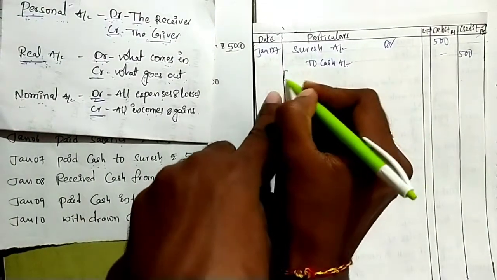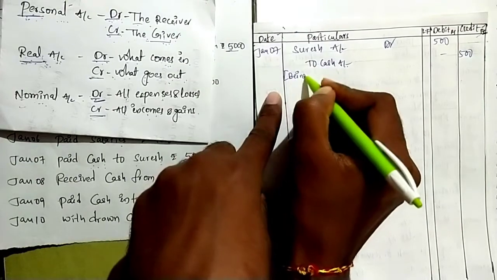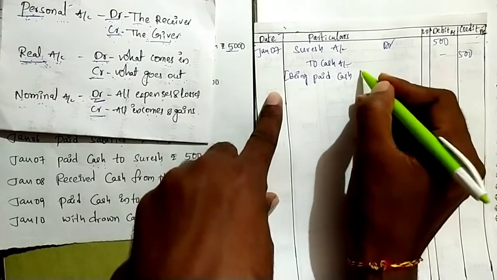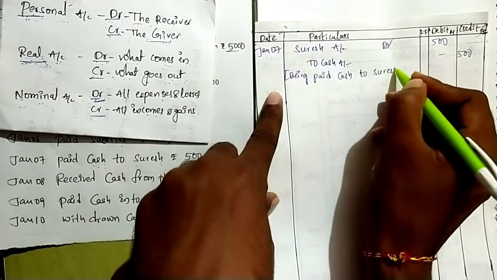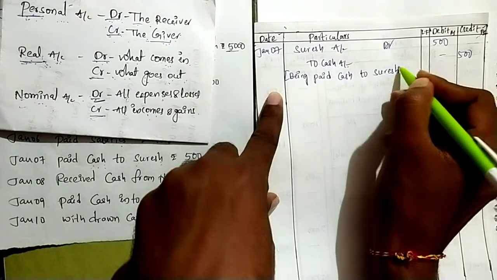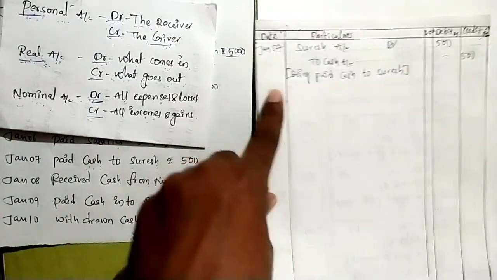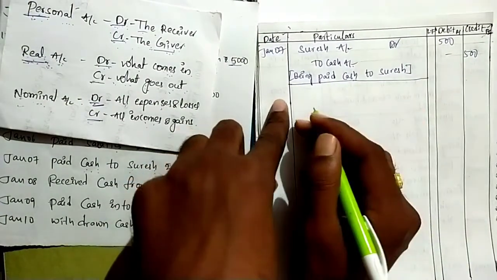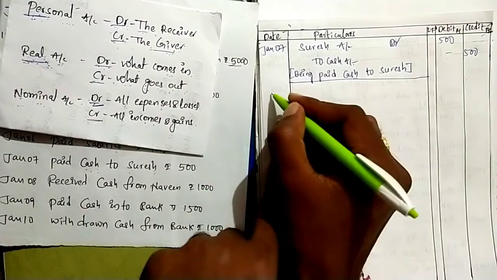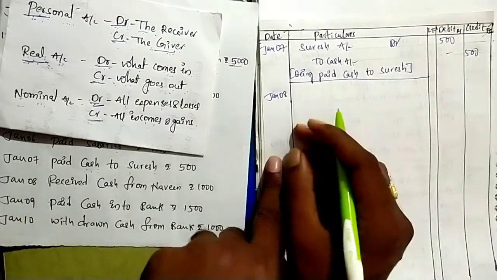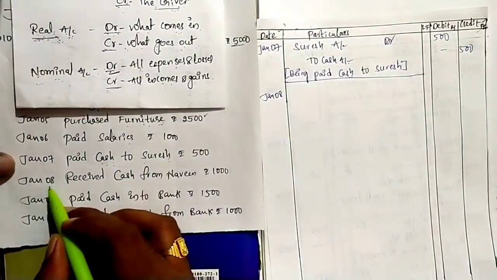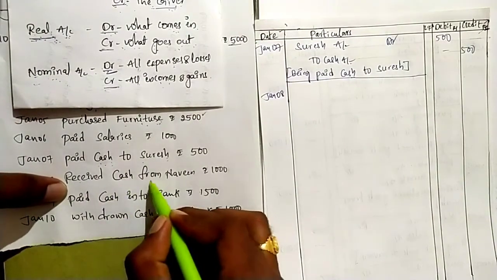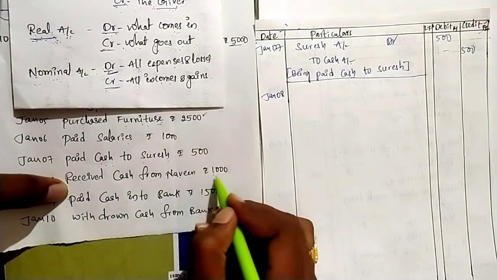Next, narration, being paid cash to Suresh. See this. Next, January 8th. See this, January 8th, received cash. We received cash from Naveen, rupees of 1000.